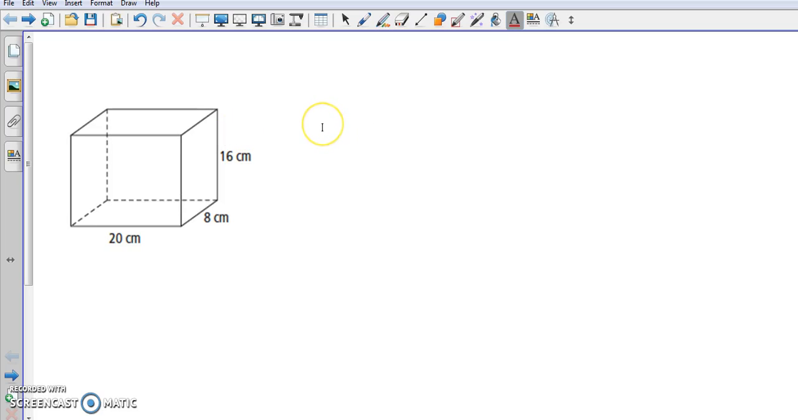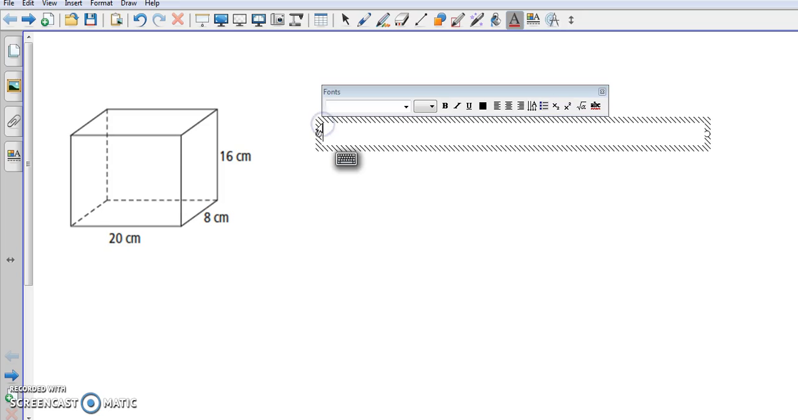All right, let's take a look at this rectangular prism here. We're going to use this rectangular prism in order to come up with a method for finding the volume of any prism, regardless of what shape the base is. So let's first start with a little bit of review.